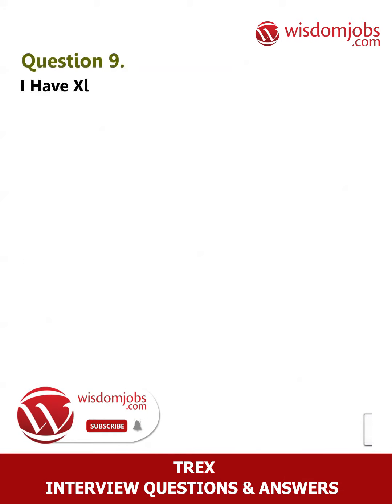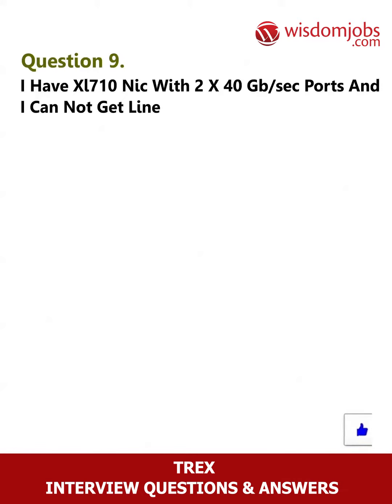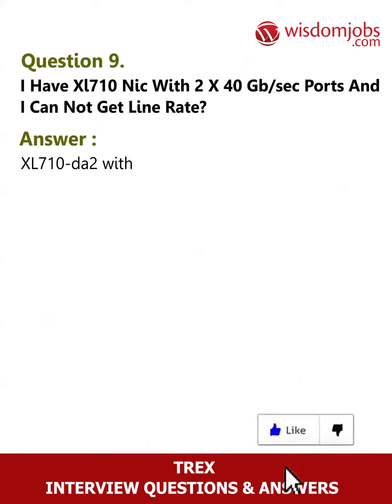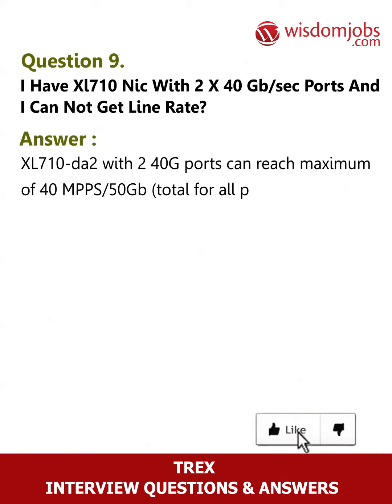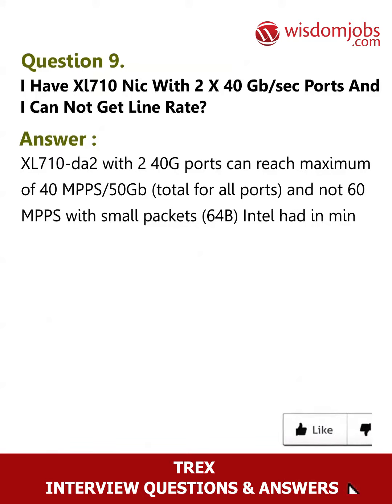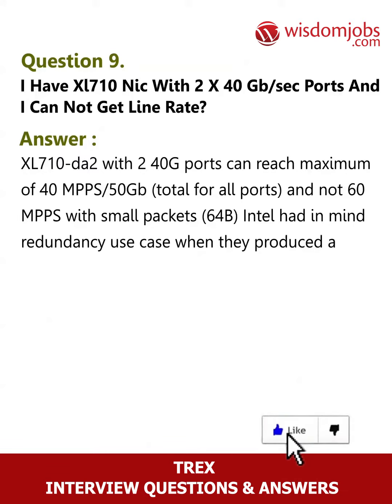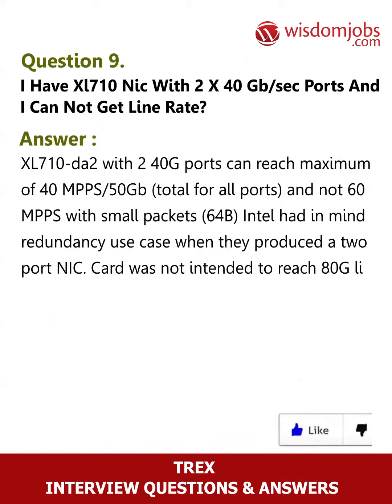Question 9. I have an XL710 NIC with 2x40 gigabit/sec ports and I cannot get line rate. Answer. XL710 with 2 40G ports can reach a maximum of 40 Mpps, 50 gigabits total for all ports, and not 60 Mpps with small packets, 64B. Intel had a redundancy use case in mind when they produced a 2-port NIC card; it was not intended to reach 80G line rate.